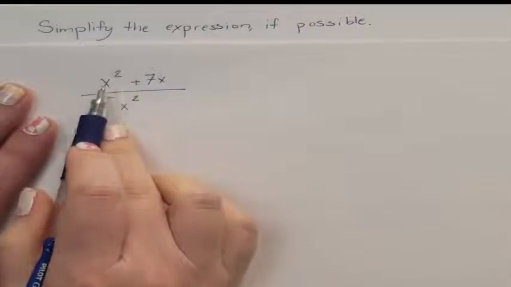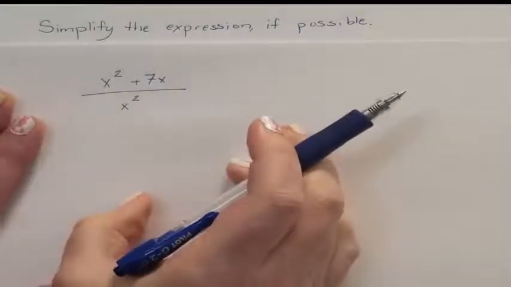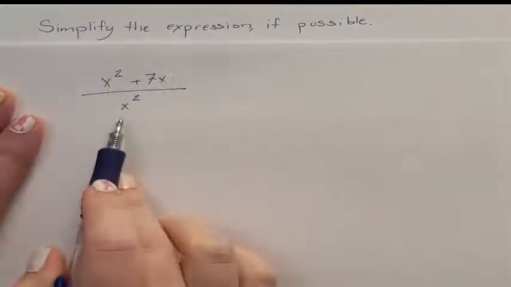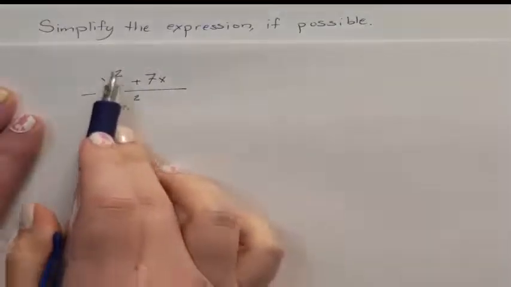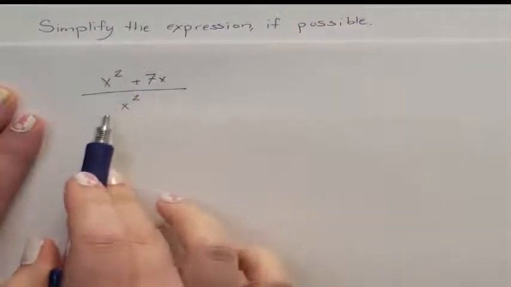Please do not cross off this x squared and this x squared. They are not the same full parenthesis. It has to be the same full parenthesis for you to be able to make it a 1. Please do not just cross these off. So we need to see if the factor on the top has any factors on the bottom.